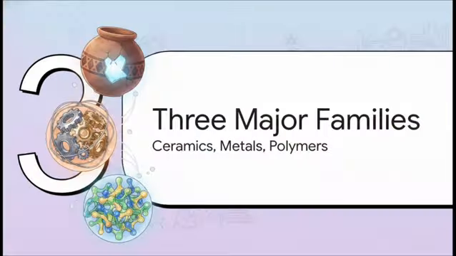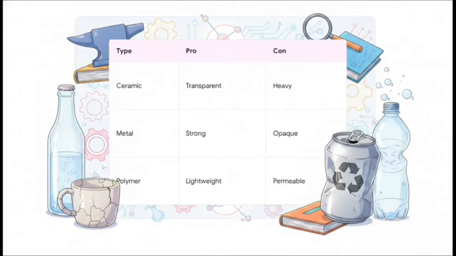Section 3. The three major families: ceramics, metals, and polymers. Now this brings us to a massive reality check in engineering. Almost all solid materials fall into three broad buckets: ceramics, metals, and polymers.